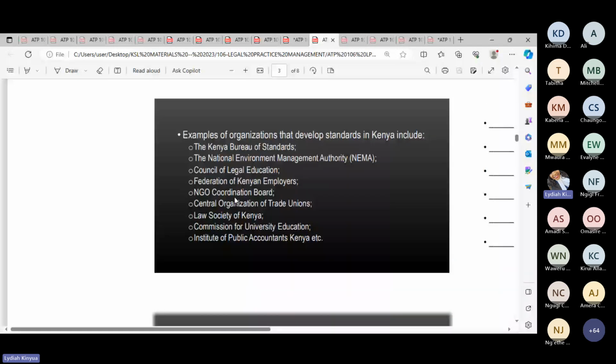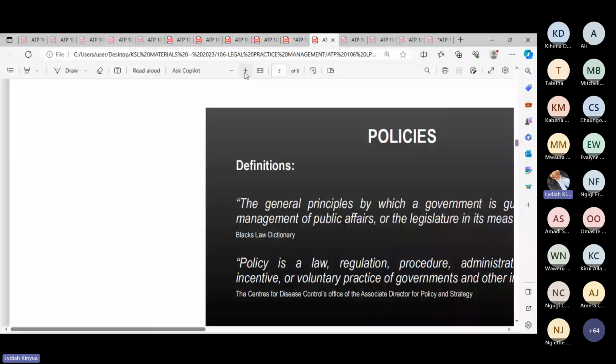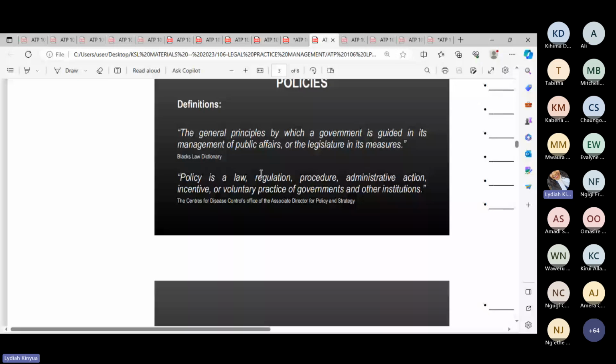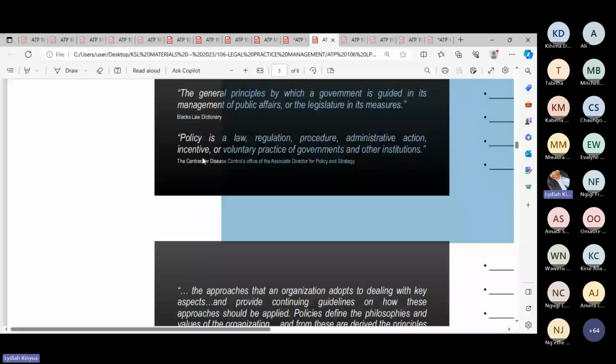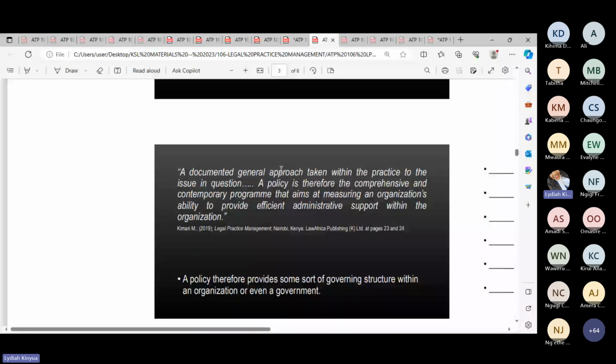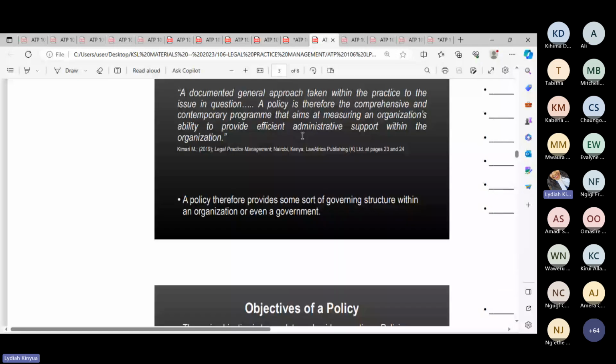Albeit, I don't think it's examinable, it's important to look at it. Policies are very, very important. A policy, on the other hand, like a standard, is a law. It is a regulation, a procedure that is applied by a government or an institution. So it's a documented general approach that is taken in regards to a particular matter.